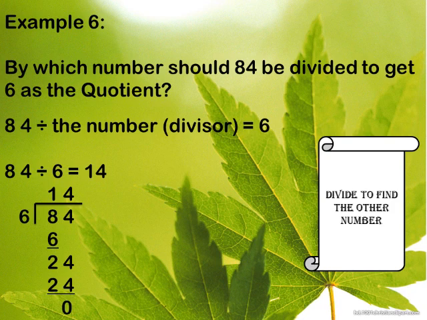To find out the missing divisor, you will use the operation division. So 84 divided by 6 will give you 14 as the answer, which is the missing divisor. I hope you would have understood, children.